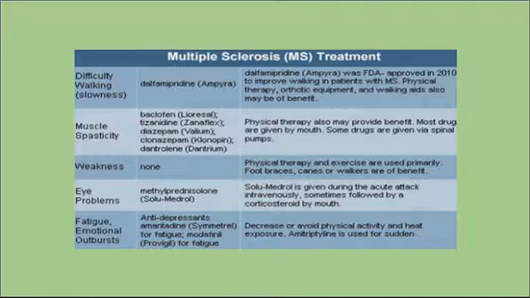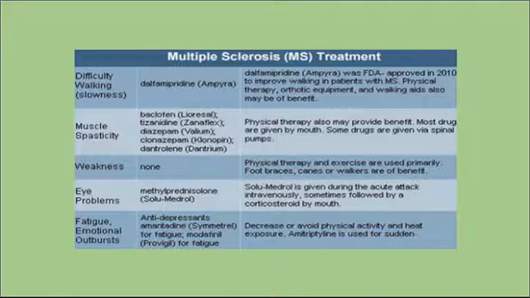Primary progressive involves a steady and gradual neurological deterioration without remission of symptoms. The patient has progressive disability but no acute attacks. This tends to be between the ages of 40 and 60 for the onset.